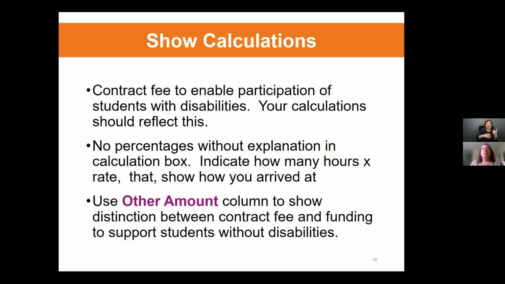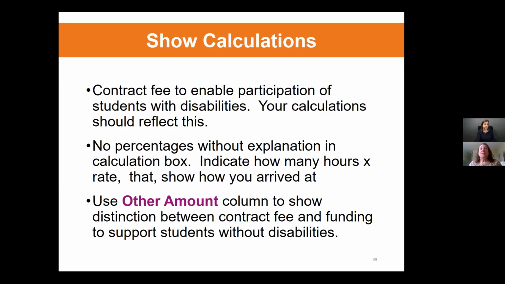Except for budgets for professional development programs, which usually serve students with disabilities indirectly, all other program budgets should clearly show that the contract fee is enabling the participation of students with disabilities. Especially if you are working in an inclusive setting, we want to make sure that the contract fee primarily pays you to serve students with disabilities.